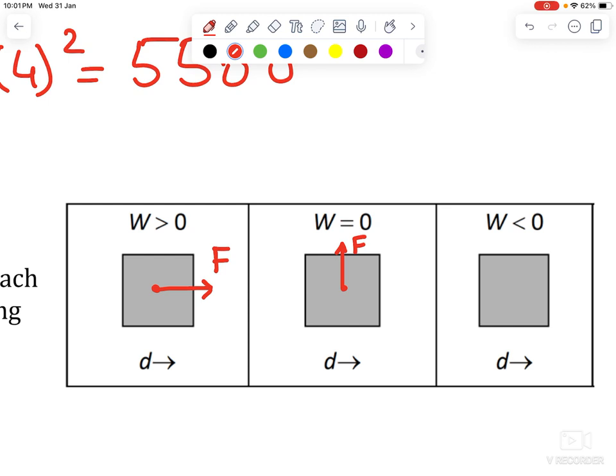However, for the work to be negative, I have to choose an opposite direction for the displacement, which is backward.